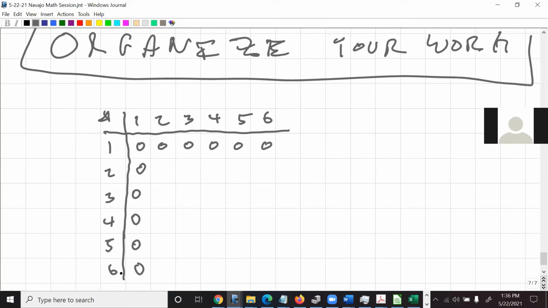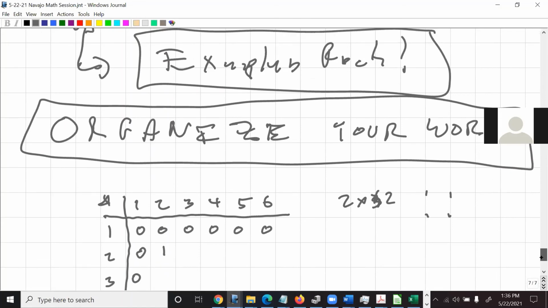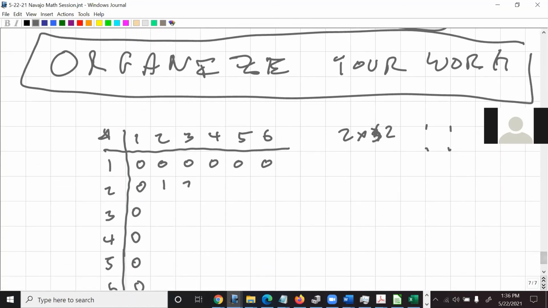2 by 2 will be 1. Awesome. Oops, 2 by 2. Bing, bing, bing, bing. That's a 1. And we did 2 by 3 earlier. We came up with 3, right? 2 by 3 is 3. And both 2 by 3 and 3 by 2, it's symmetric across here.